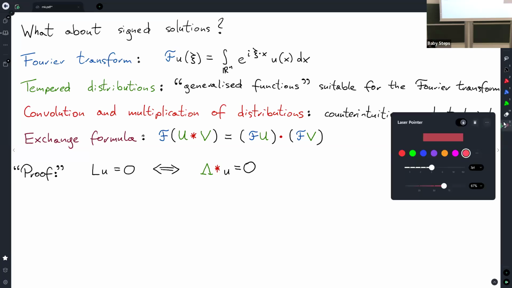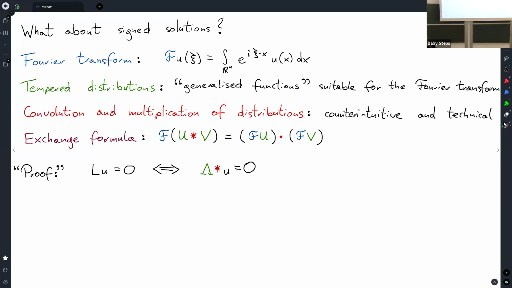Let me see. Make this laser pointer work. No. Okay, it's started working. Thanks.